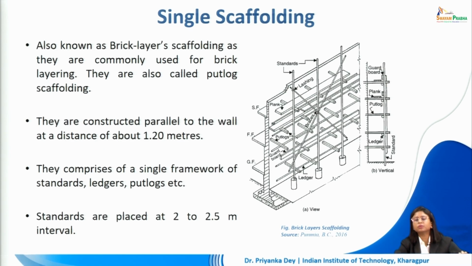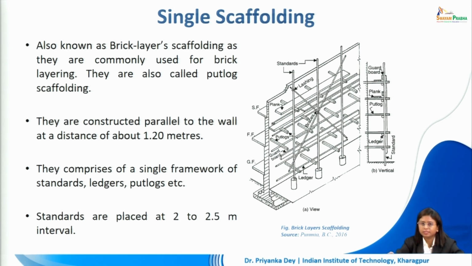We will now take a look at each of these types of scaffolding one at a time in detail. So let's first start with single scaffolding. This is also known as the brick layer scaffolding, as already mentioned, because it is commonly used for brick layering. So if we are dealing with a masonry wall where we are building above 1.5 meter, we are going to need some scaffolding to do the same.